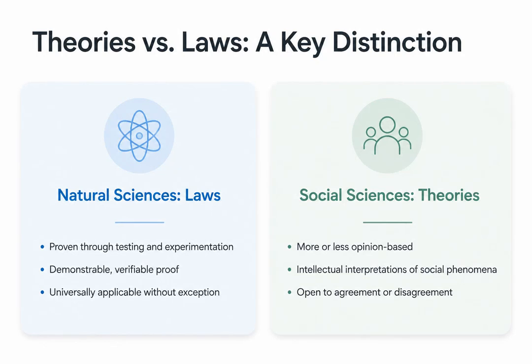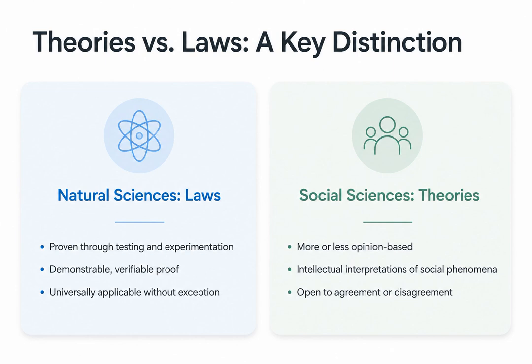In the natural sciences, we deal with laws. Laws are proven through rigorous testing and experimentation. They have verifiable proof and apply universally without exception. Theories in the social sciences, however, are quite different. They are more or less opinion-based.